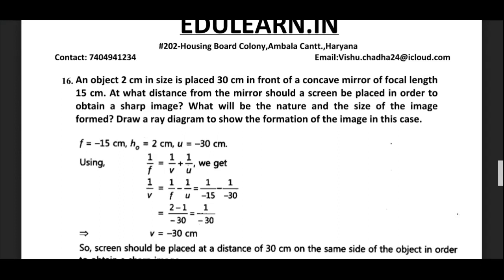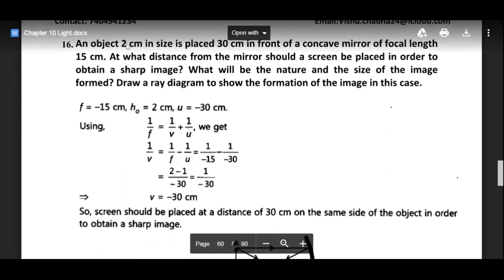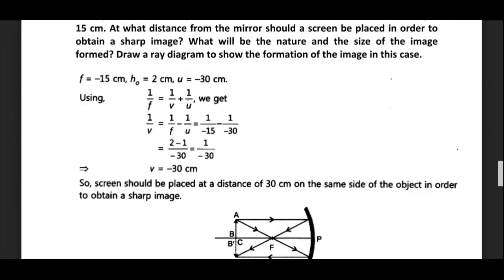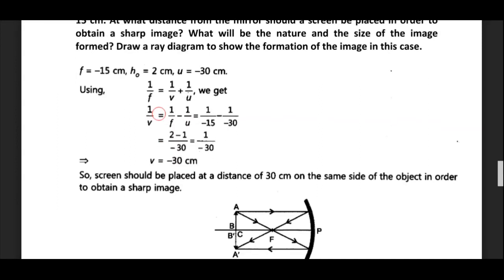So let's understand the question first of all. The object 2 cm in size, that is, this is the height of the object, placed 30 cm in front of the concave mirror. So concave mirror है तो focal length तो negative हो गया, that is -15, and this is the value of u, that is object distance, that is also in minus. So when you are going to place the values in this formula, 1 by f is equal to 1 by v plus 1 by u, you will get the value of v as minus 30 centimeter.